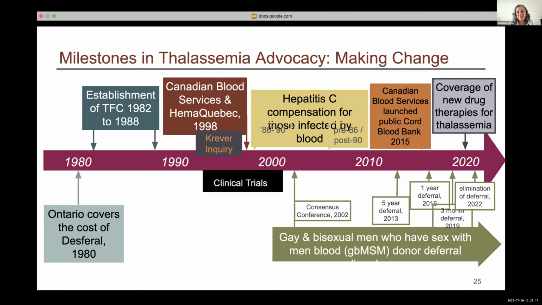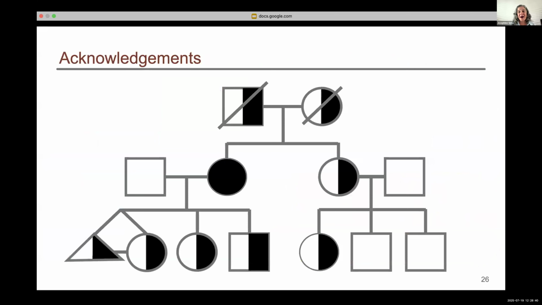Through advocacy, we have made change. We contributed to a new blood system. We contributed to getting hepatitis C compensation for those infected through the blood system back in the 80s. We are giving our voice to getting coverage for new drug therapies in thalassemia, and we continue to engage on blood safety. So I am finishing my talk there.